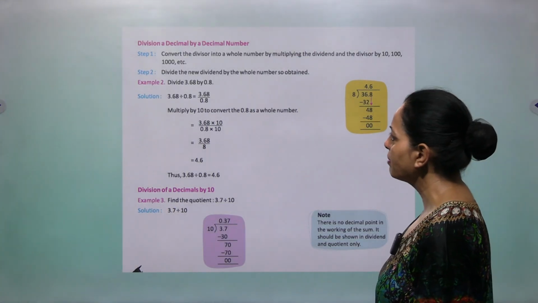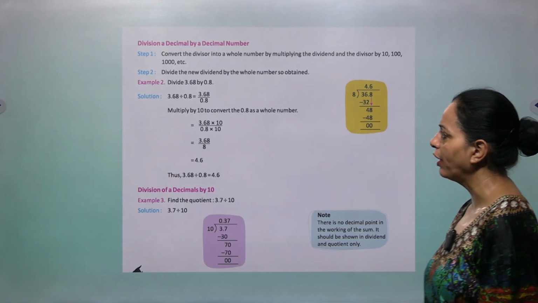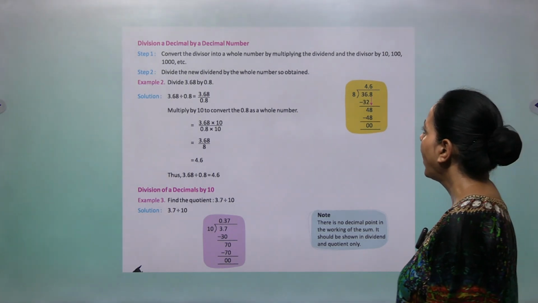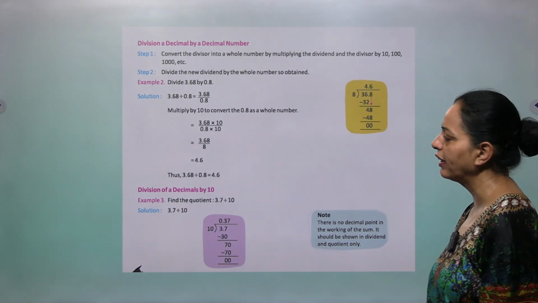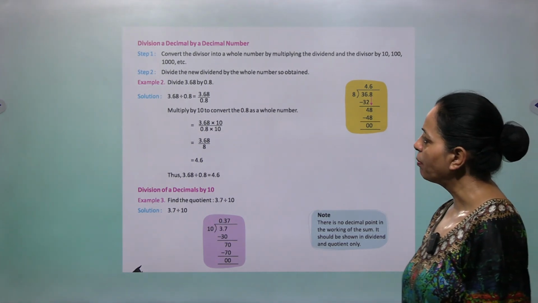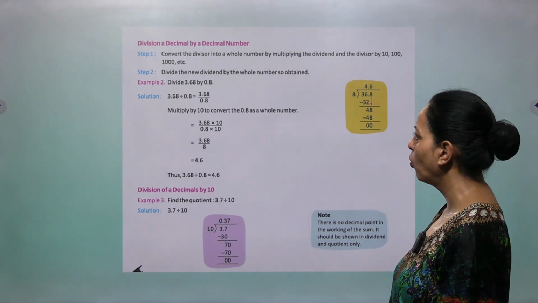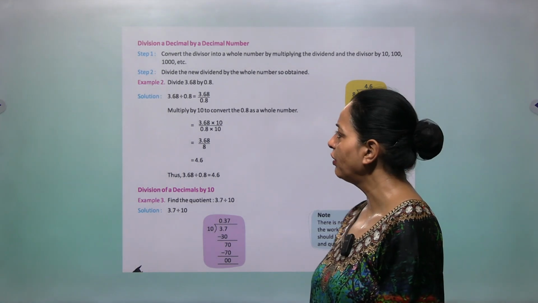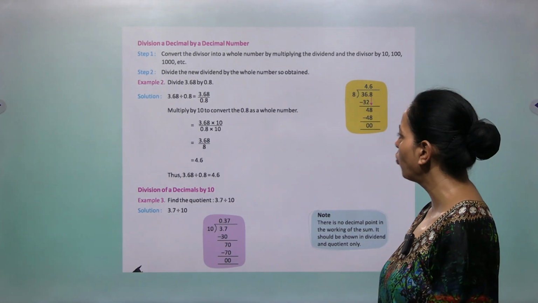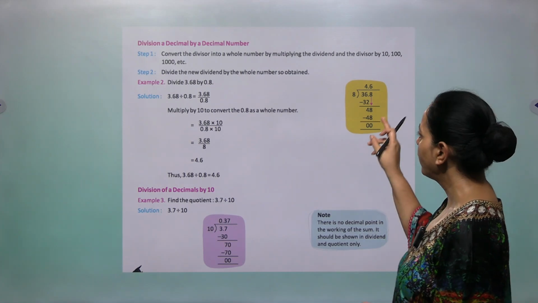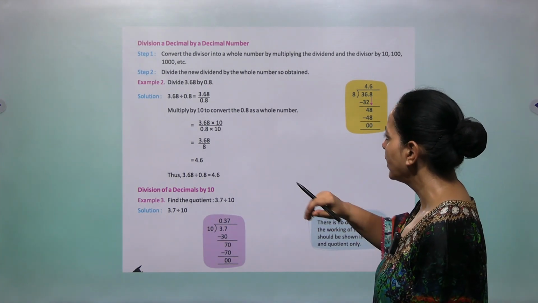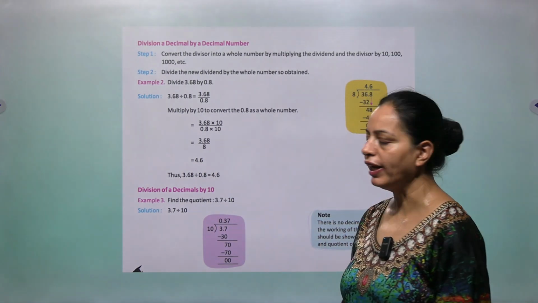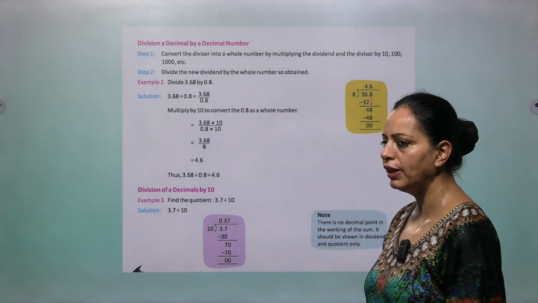Now division of a decimal by a decimal number. Step 1, convert the divisor into a whole number by multiplying the dividend and the divisor by 10, 100, 1000, etc. Step 2, divide the new dividend by the whole number so obtained. See example 2, divide 3.68 by 0.8. Now you have to divide 36.8 by 8. So you can divide it and you will get 4.6. Simple division.